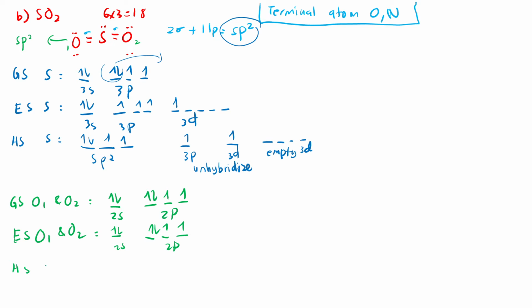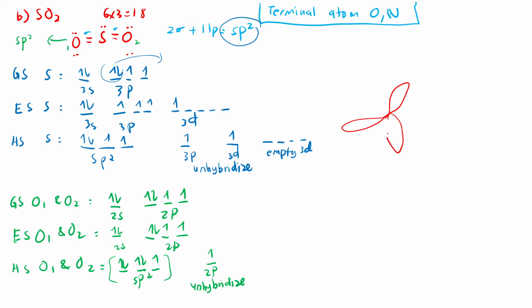Okay, hybridized state, oxygen 1 and oxygen 2, sp2, mix 1s with 2p. So sp2, okay, so one is left here from 2p, unhybridized, to form a pi bond. Okay, then we will draw the overlapping of orbitals. So sulfur sp2, sulfur sp2, trigonal planar. Okay, then both oxygens are also sp2.